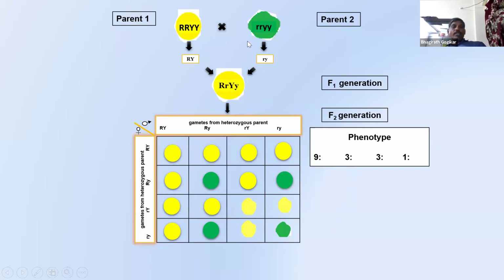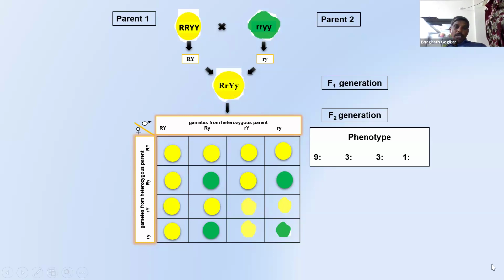So both the characters are examined at a time in the parent plants and select the two homozygous parental plants. And in the F1 generation, we are getting heterozygous form. And among the four characters, we can see only two, that is round and yellow. So remaining two characters are missing. It also follows the law of dominance. Whether it is trihybrid or dihybrid, law of dominance is always present.